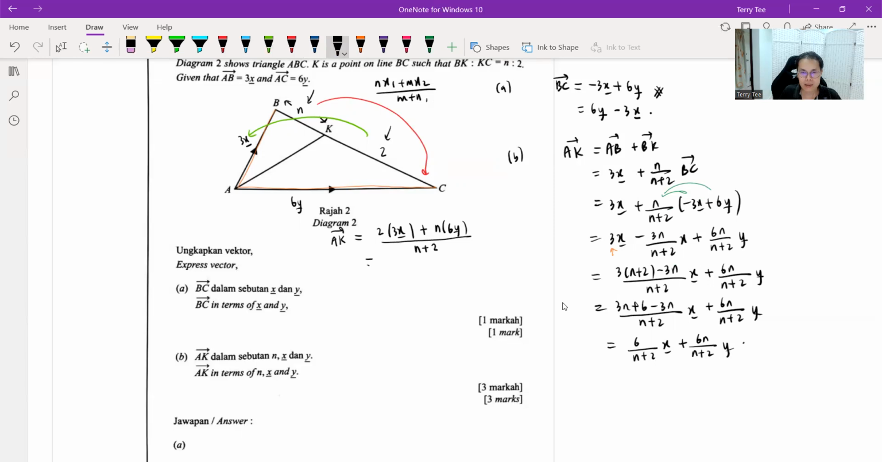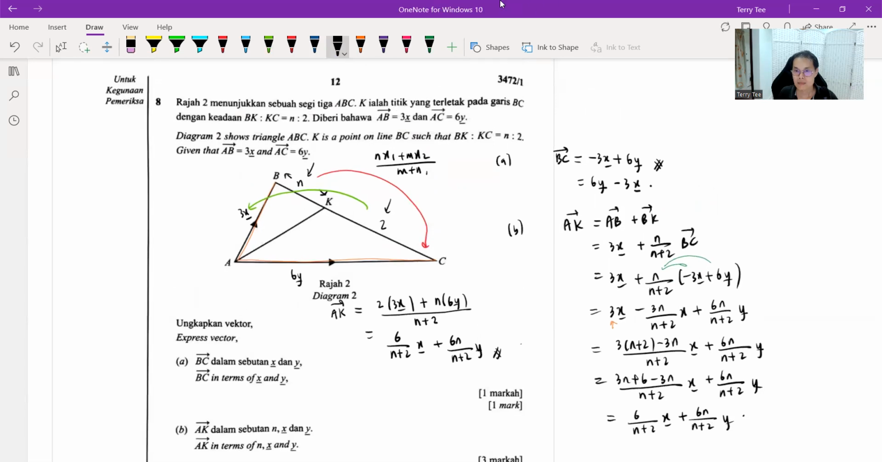Okay, so let's put them together. 2 times 3 is 6. 6 over n plus 2, separate x. The second one, n times 6, is 6n over n plus 2, y. Oh my, this is so easy. Yeah, short and simple.